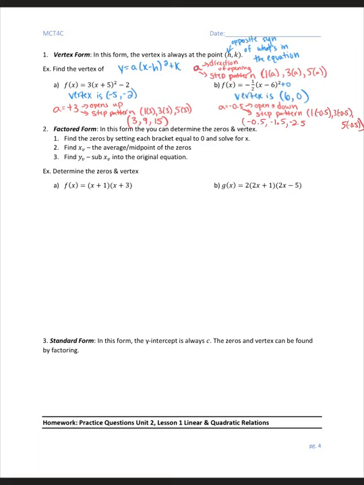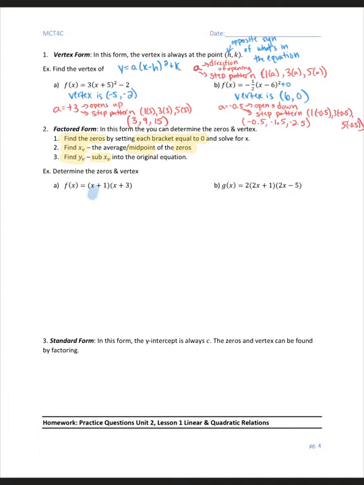Okay, so you'll see examples in your practice problems of identifying those things as well. Okay, so that's what we can identify in vertex form. In factored form, we should be able to identify our zeros and our vertex. So in this form, you can determine the zeros and the vertex. First, we're going to find the zeros by setting each bracket equal to 0 and solving for x. Then we're going to find our x value of our vertex, which will just be the midpoint of our zeros. And then finally, to find the y value of our vertex, we're going to sub back in that x value that we just found. So let's give that a try with this first one.